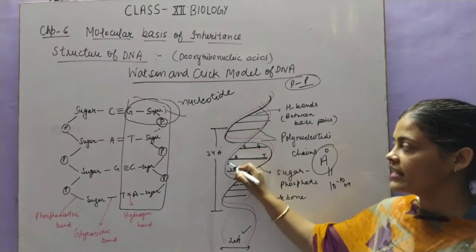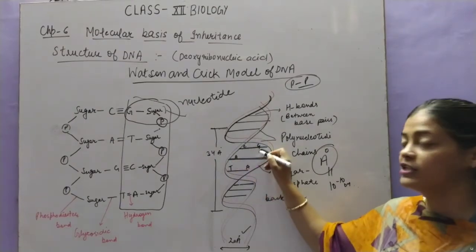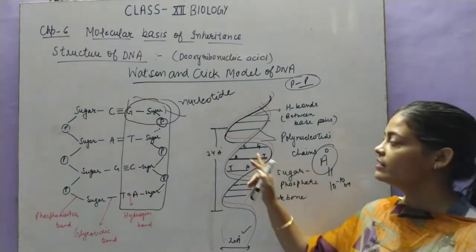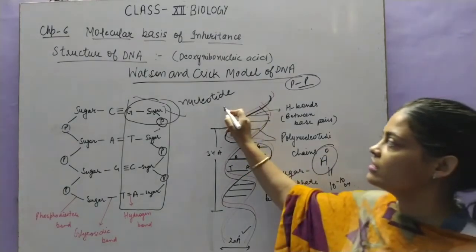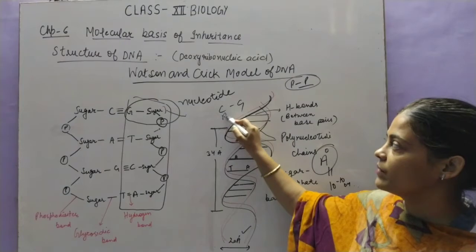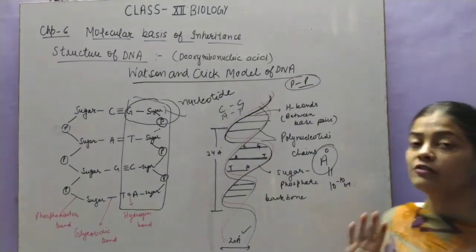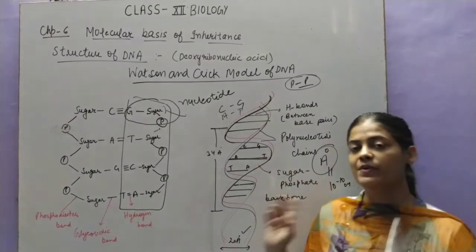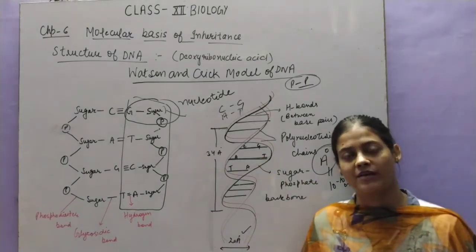So at one side if there is a purine, the other side should be pyrimidine, purine pyrimidine, and this bonding will be like this. C will pair up with G and A will pair up with T, because there are a total of 4 purines and pyrimidines, A, T, G, C. So C will always pair up with G and A will always pair up with T.